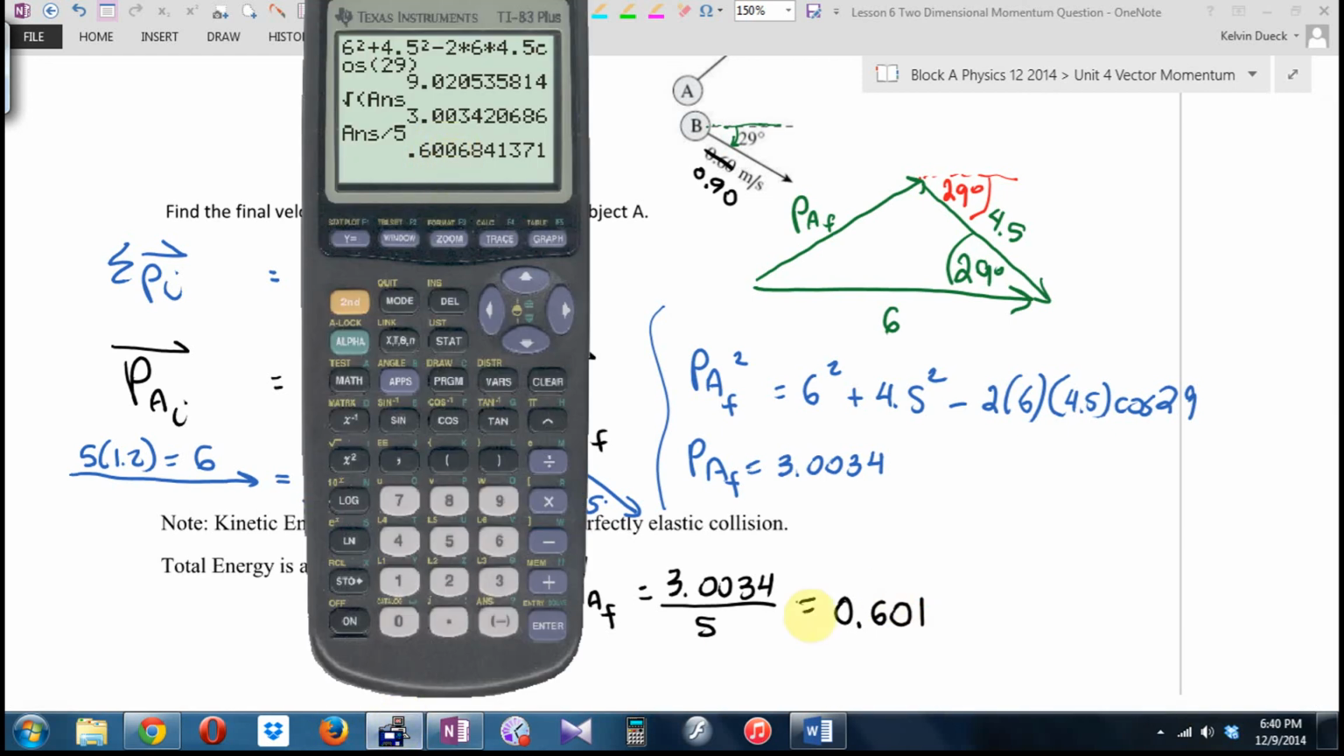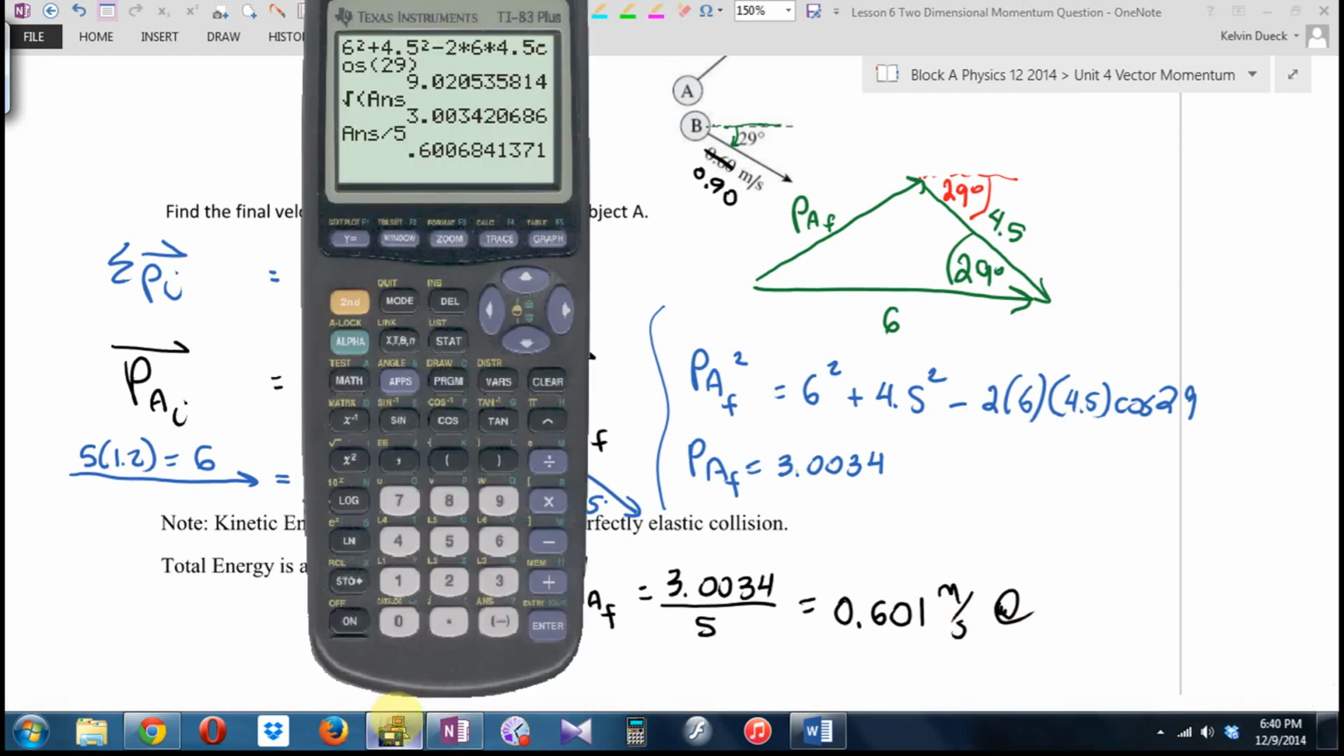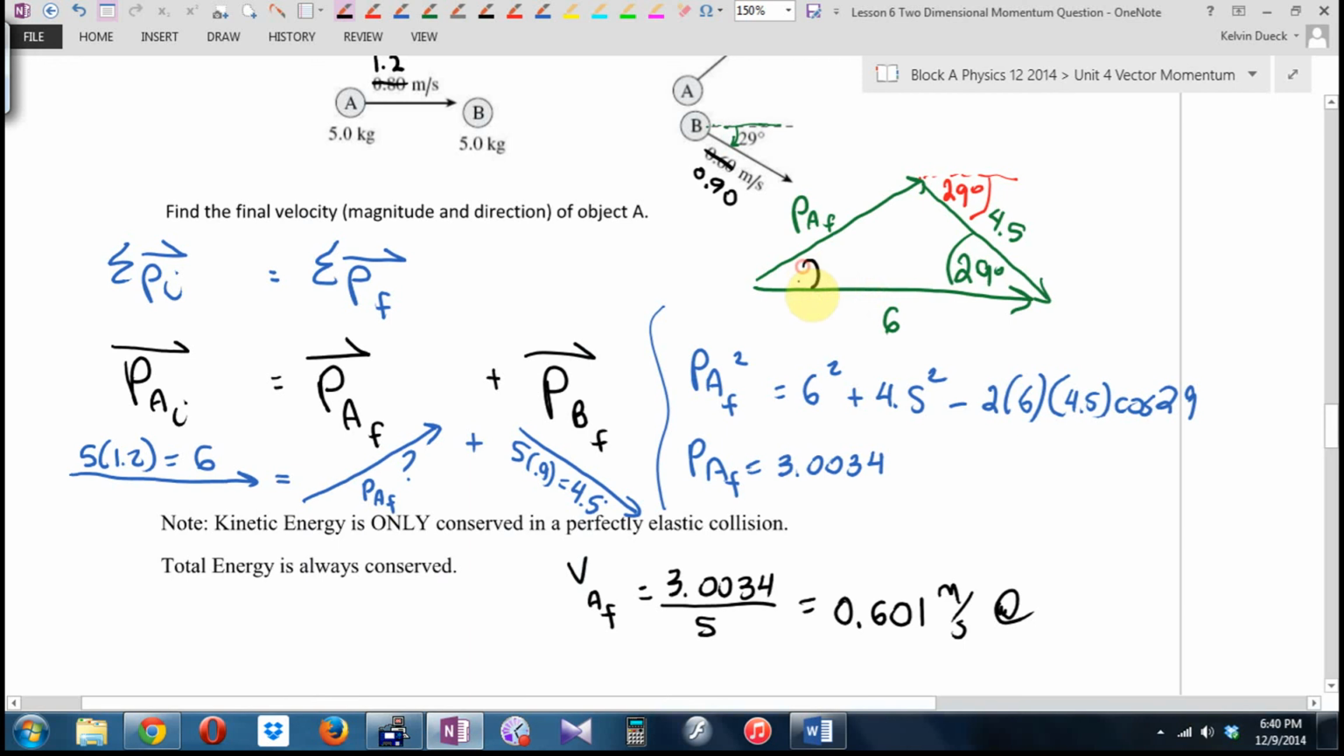0.6001 meters per second. By the way, I want to use momentum for the sine law, so I'm cleverly going to multiply by 5 to get my momentum back, or you could have used 3.0034. If you go to about 5 sig figs, you'll be safe with the sine law, cosine law stuff. Speaking of, I want to find the angle. I guess it's going to be right here. I think it's going to be north of east.